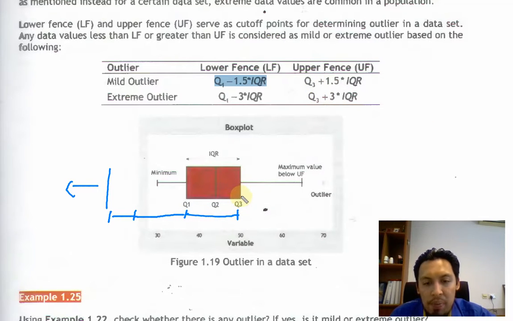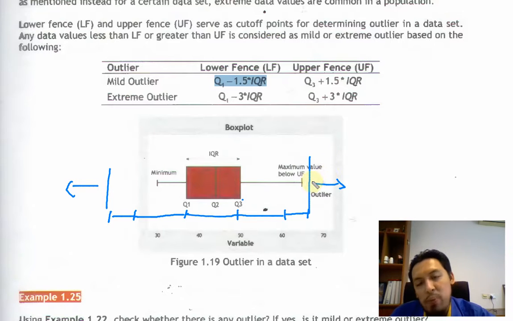So this is Q3 plus 1.5 times this length. So we have the same length, right? We just expand it one time, we expand it 1.5 times more. So whatever is outside this is considered an outlier. We call these two, this and this, fences. This is the lower fence, this is the upper fence. Those outside this fence are considered outliers.